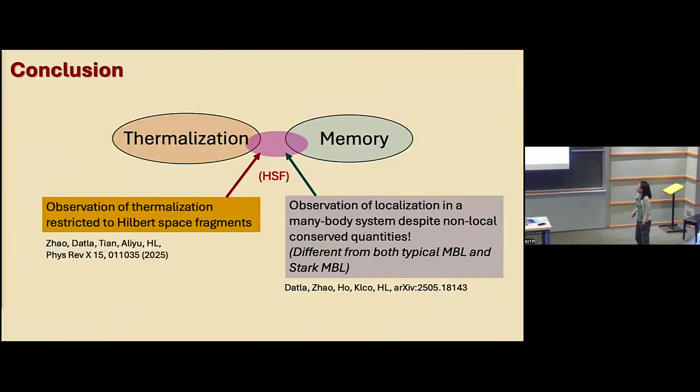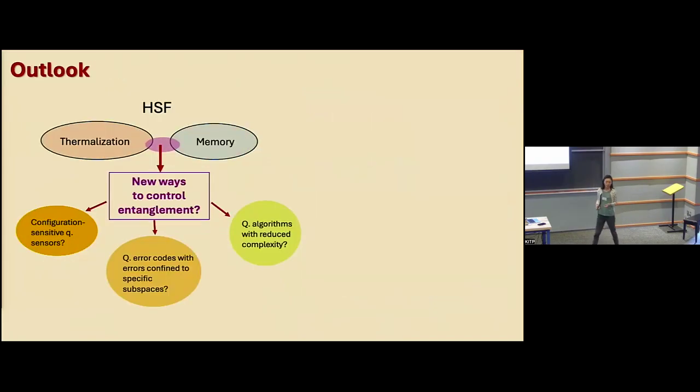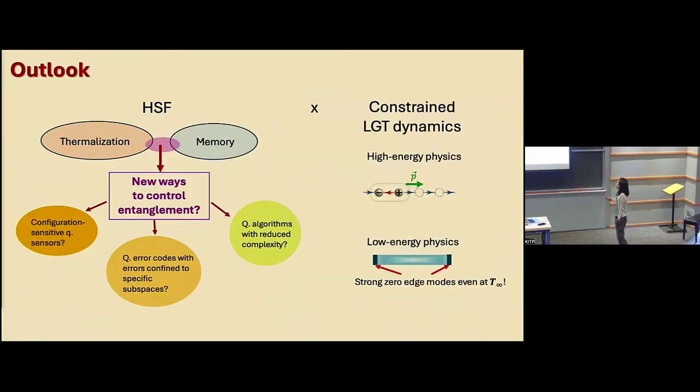Okay, so to conclude, we've now demonstrated two different pieces of work showing subtle forms of thermalization and subtle forms of localization. And the localization, I think, is really quite interesting because it's something that you get even though you've got non-local conserved quantities going on. And as an outlook, although I mentioned a lot of this work in the context of quantum simulation, we also want to come back to how you can leverage this for quantum control. And finally, these constrained lattice gauge theory dynamics that we talk about could be quite interesting to pursue in both the high energy and the low energy sector.